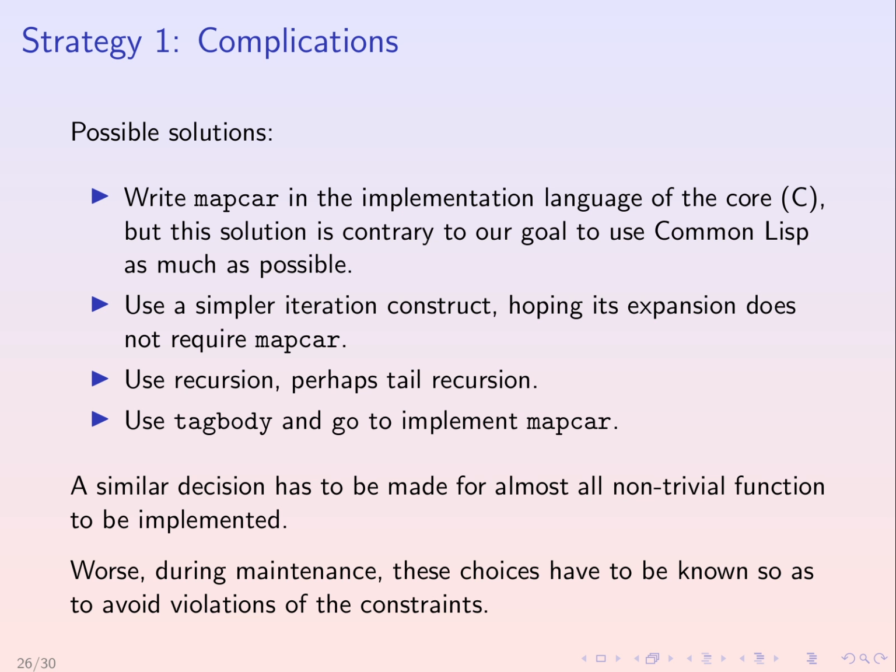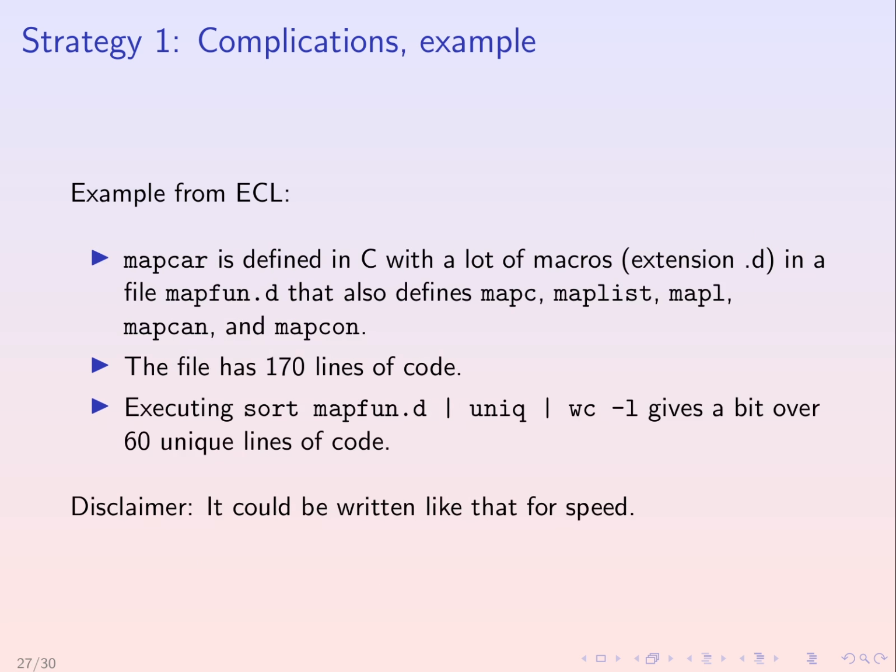So as an example of how this circular dependency can be solved, I chose the implementation ECL, which uses strategy 1. ECL defines mapcar in C. Actually, it's C with a lot of C macros, and they use the extension .d for their files. The file is called mapfun.d. It also defines other mapping functions, namely mapc, maplist, mapl, mapcan, and mapcon. This file has 170 lines of this C code.